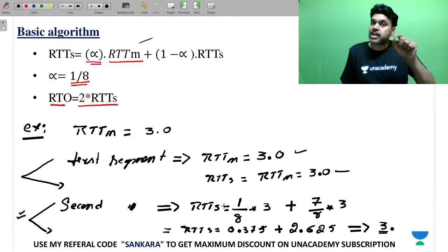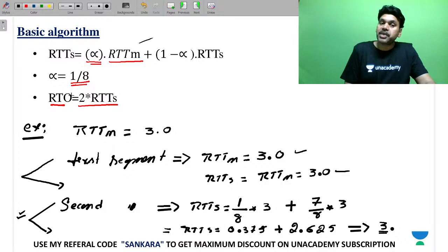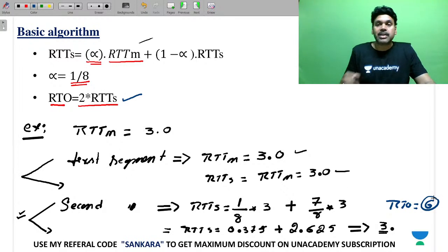Now RTTS we got computed. Please understand carefully. Now what is the RTO value? Your RTO value at this time is double of your RTTS. Your RTTS is 3, so we are going to keep 6 as the value. This is the concept of how you can find your RTO using the basic algorithm.